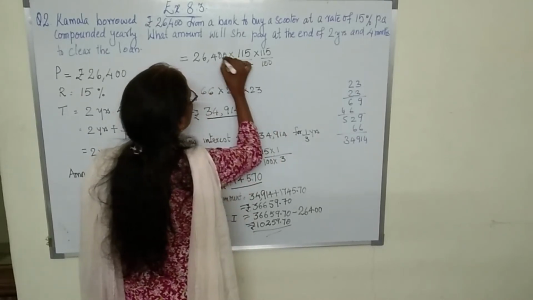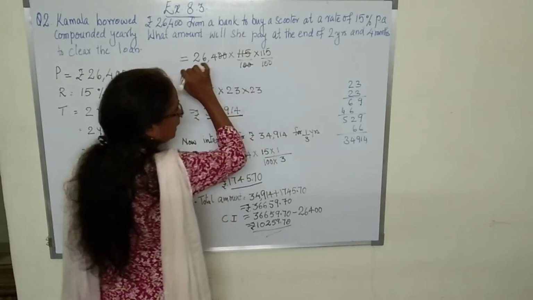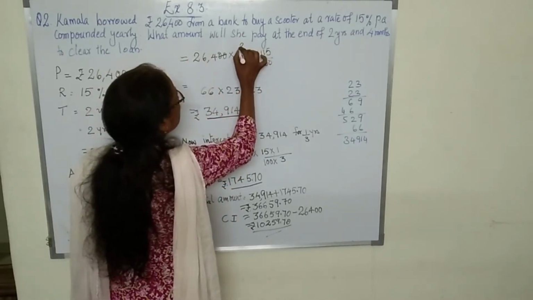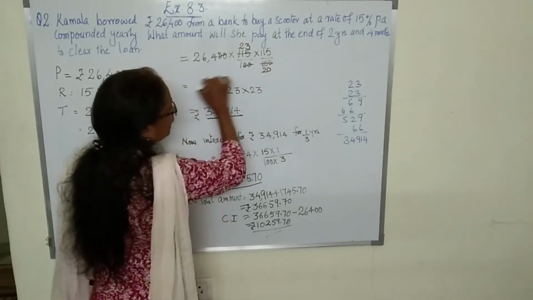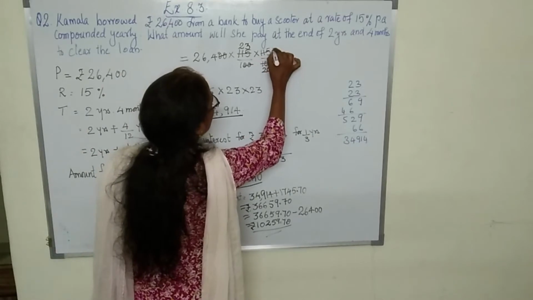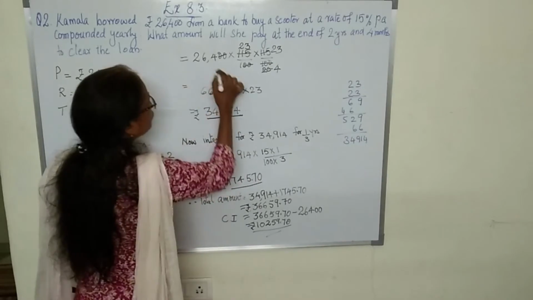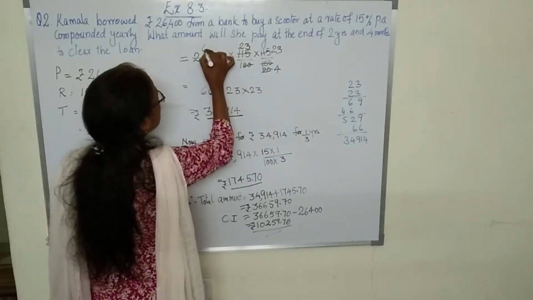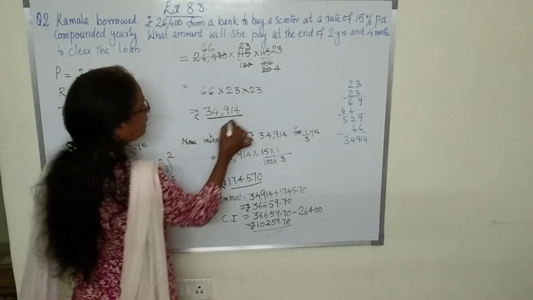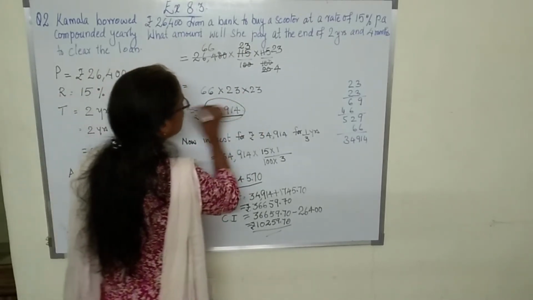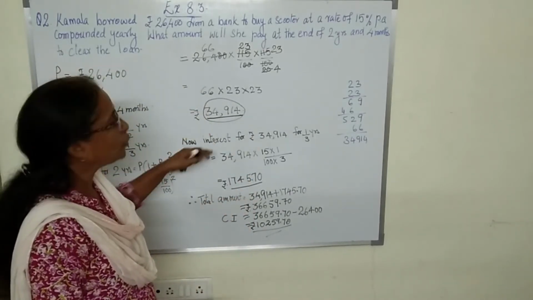So how to do the cancellation? This gets cancelled. Here it is divisible by 5. So 23 5s are 115, and here 20 5s are 100. Then again, 23 5s are 115 and 4 5s are 20. So when you divide here, we get 66. So we get 66 into 23 into 23, which is equal to 34,914. This is the amount for 2 years.